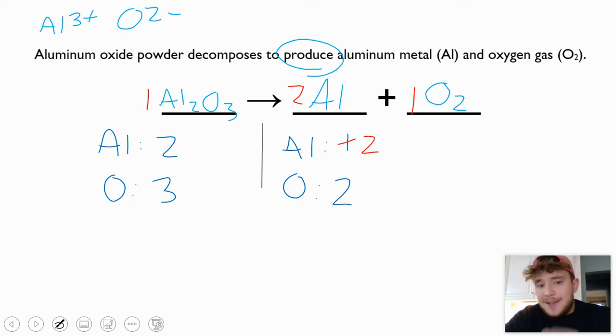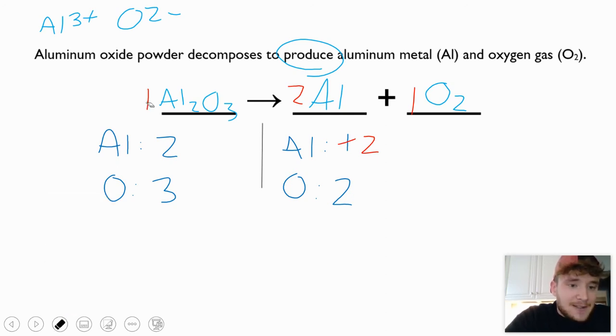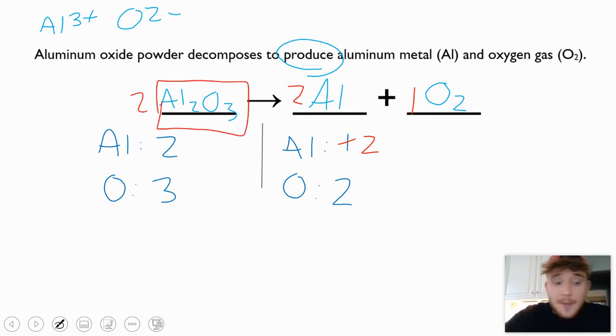Well, how do I even out 3 and 2? They're going to meet at 6 here. So how do I get 6 oxygen on the left and 6 oxygen on the right? On the left side, I've got 3, and if I double that compound, this whole thing, then I'm going to get my 6 oxygen. So that's what I have to do. That gives me my 6 oxygen because I've got 2 of that compound, and one of those compounds contains 3 oxygen. But because aluminum is also in that compound, I got to double my aluminum. So now I've got 4 aluminum.